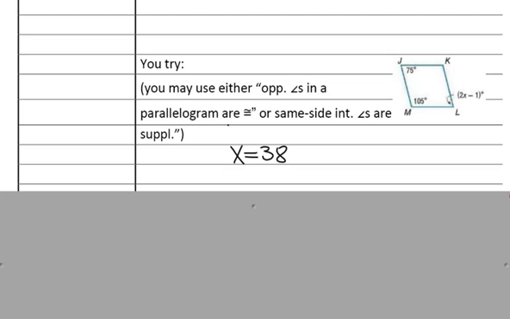Then that will go ahead and conclude our video. Nice and easy today. However, the hardest part is that you have to memorize your properties and you have to be able to identify them in any given parallelogram.